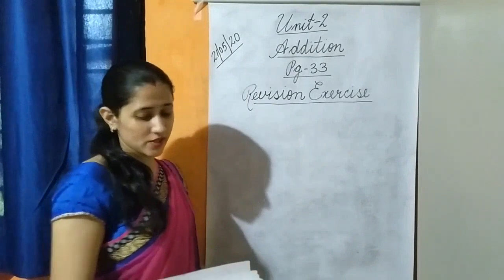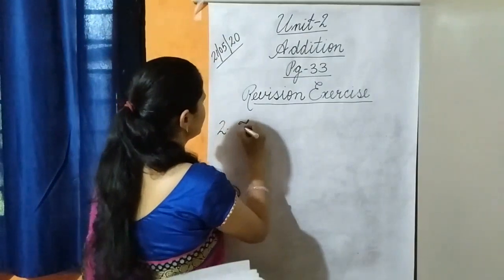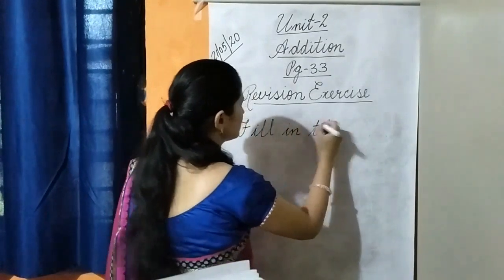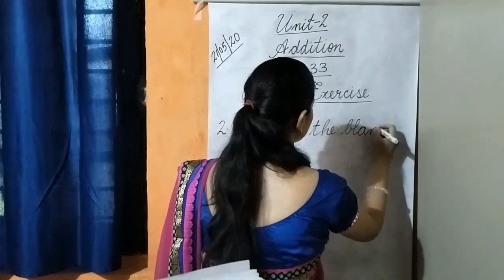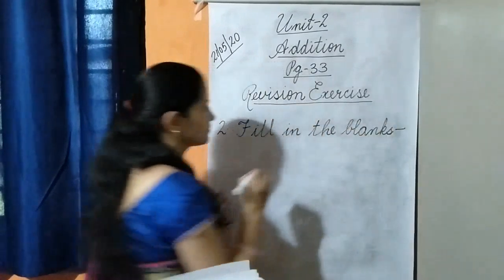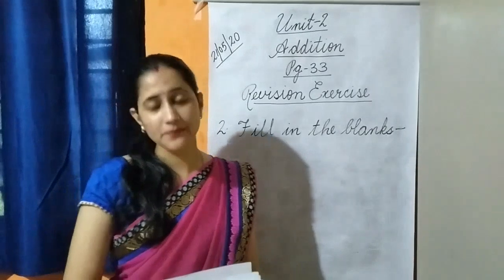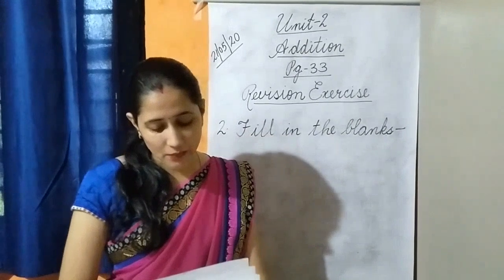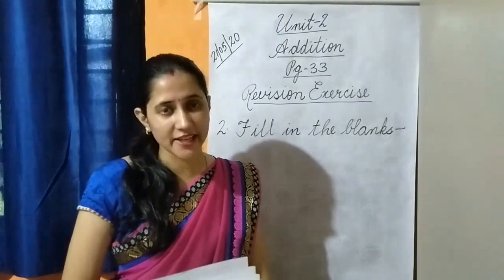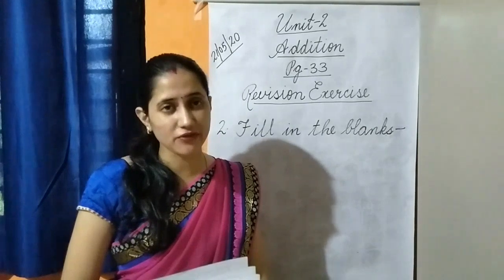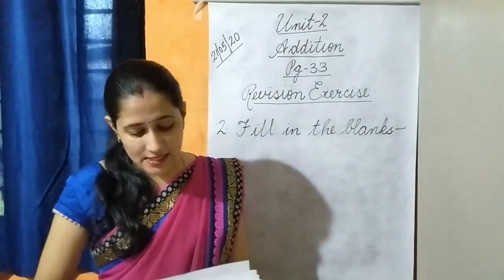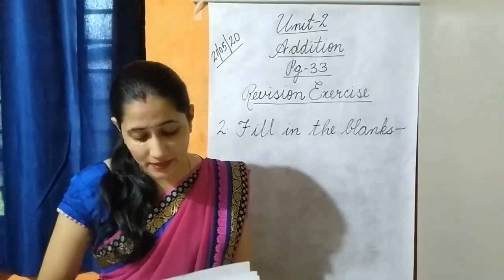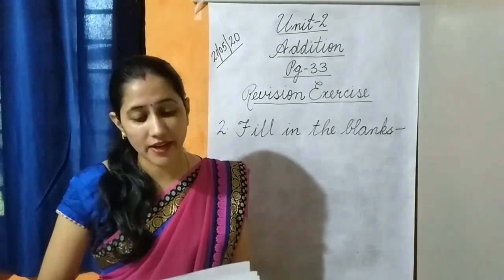Okay. Next question is fill in the blanks. What is given here? Here we have got horizontal addition. In some of the questions we have to add the addends horizontally and find out the sum. And in some of the questions we have to find out the addend only. Sum is already given and we have to find out the addend.